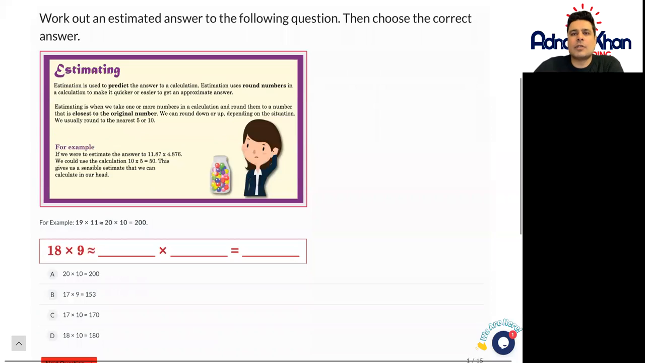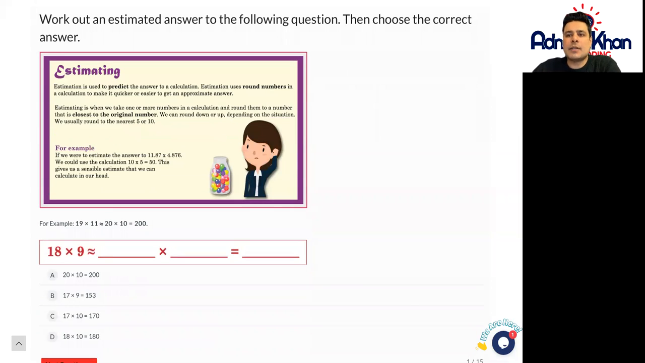Let's have a look at the first question. So work out an estimated answer to the following question. So for example here, we've got a question that says 19 times 11, which could be 20 times 10 equals 200. So 19 can be rounded to 20 and 11 can be rounded down to 10. So this way 20 times 10 is 200, and it's pretty simple in this case. So the first example is already done for you. So 20 times 10 equals 200 will be the estimated answer here.